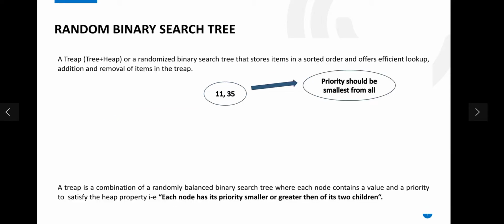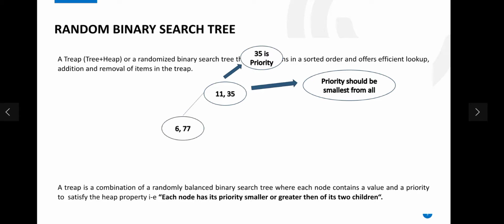Now in a random binary search tree, a node holds a value, but it also holds a priority number that is generated randomly for every node during insertion. In this case it is a min heap, so the root's priority should be the smallest among all the children. If it is a max heap, then the root's priority should be the largest among all the children. This is a min heap, so the priority should be smallest; 35 is smallest.